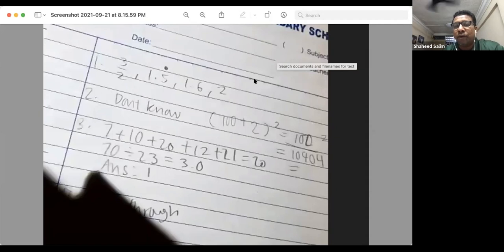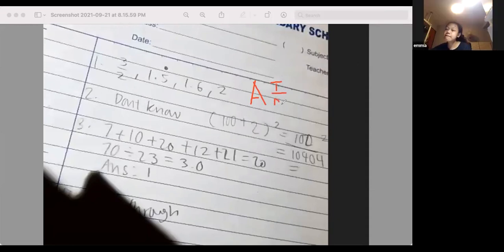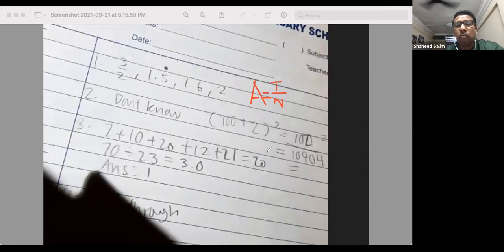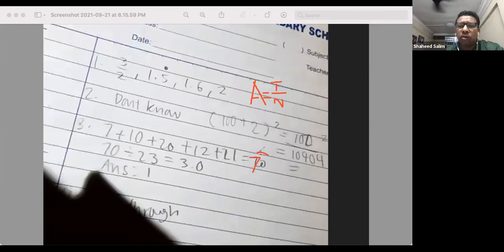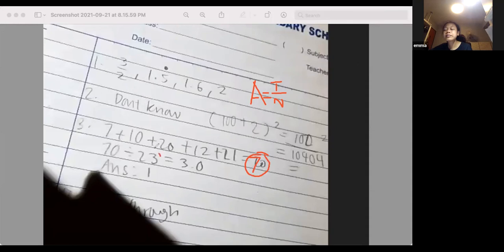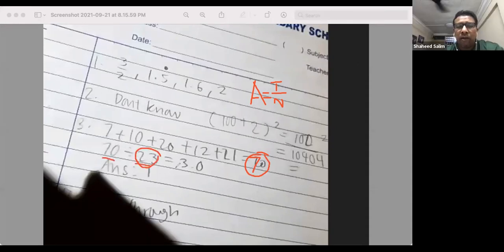It is the same as average. Average is equal to total divided by the number, right? So now you calculated the total number of hours. The total number of people is 20. No, this is hours. This is 70, is it? The total number of hours watched. 23 is the total number of people, correct? So number of hours divided by number of people, you get average number of hours watched. So this is your answer.